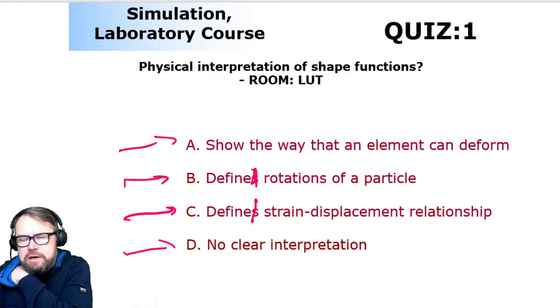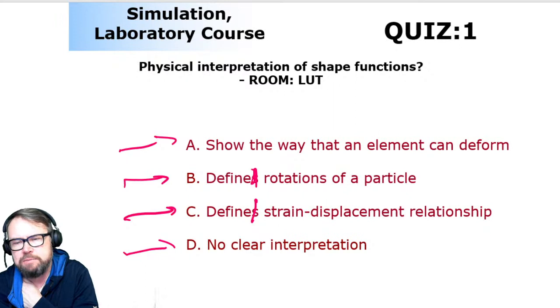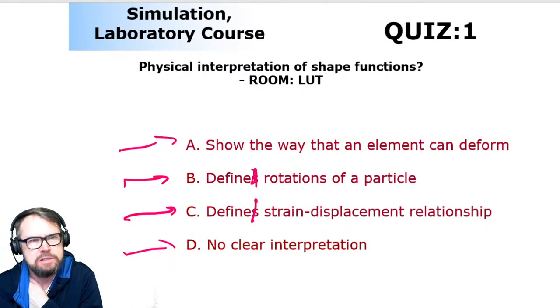Defines rotation of a particle. That's option number B. Defines strain displacement relationship. No clear interpretation.